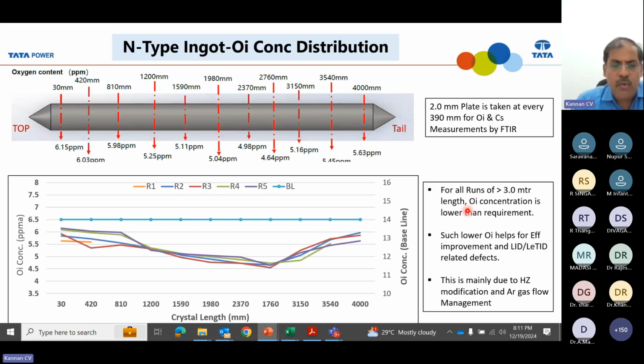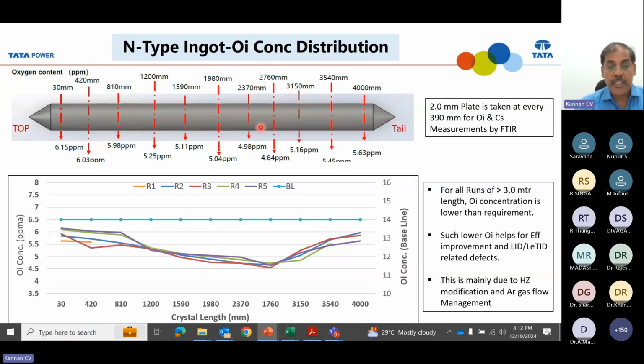After you grow the crystal, as I said, from top side to bottom side the crystal quality parameters change: the diameter, the oxygen or carbon concentration, and the resistivity also. Since you are doping boron or gallium or phosphorus while loading the polysilicon, the crystal will become n-type or p-type. The resistivity also will change from top to bottom based on the segregation coefficient of the dopant.